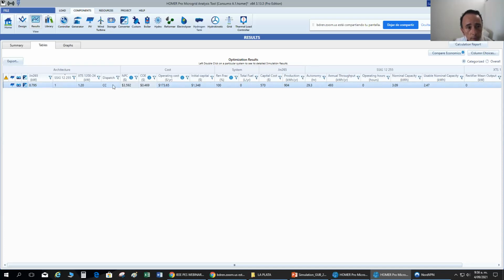This is the converter. This is the net present cost of the system. This is the cost of electricity, that is cheap. The operating cost, dollars per year. The capital, and some other things. So this is just an example I was working on.